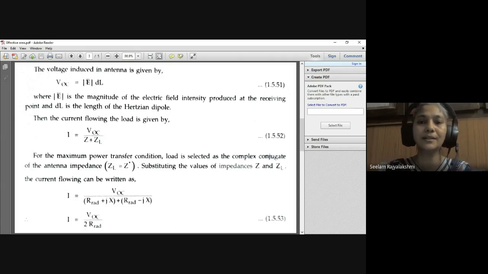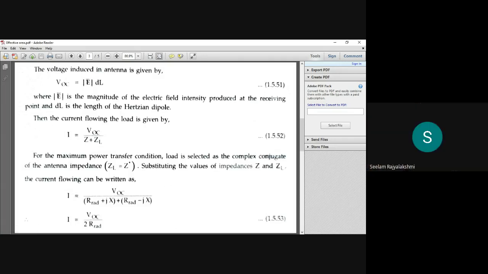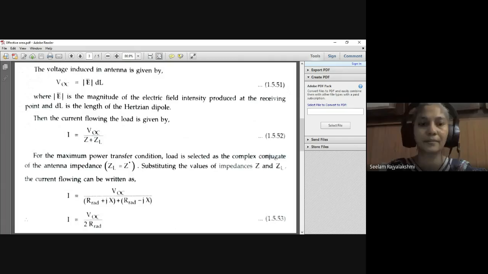Already we have seen the load is the complex conjugate of the antenna impedance. Substituting the values of impedance Z and ZL, the current flowing can be written as I equals V by Z plus ZL, so R rad plus jX plus R rad minus jX. The jX terms get cancelled, so I equals V OC by 2 R rad.